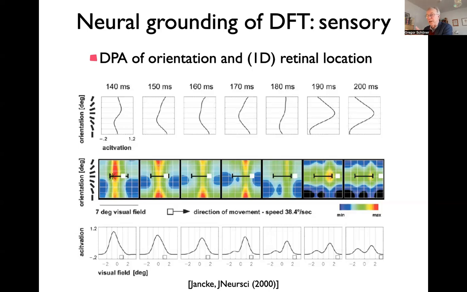And just to show that this would now be the direct representation over stimulus space, location, orientation, abstracting from retinal location in the DPA, distributional population activation.